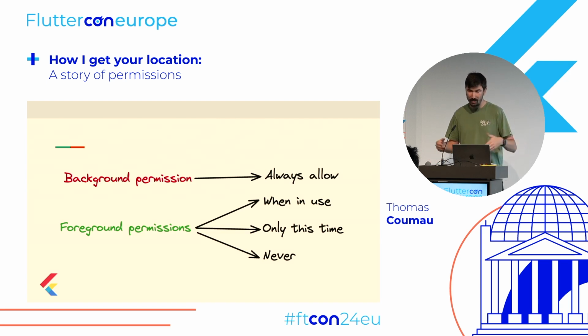Another state is only this time, so only the time you requested it and while the application is active. When the app is killed, you will need to ask for the permission again. And then when in use, so when you ask it the first time, you will not have to ask it again. So the foreground permission allows you to access the location when the app is in use or when it's backgrounded, but not killed. And the background permission allows you to access the location of your users even if your app is killed.